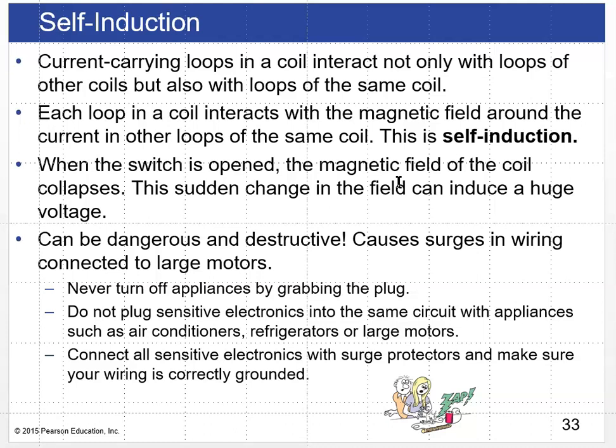This is why you buy surge protectors, because this causes surges in wiring connected to large motors. So think of how many large motors are probably in your house. If you have a refrigerator, you've got a large motor. You have an air conditioner, you have a large motor. The blower in your furnace is a large motor. You have a well pump, that's a large motor. All of these things can cause surges in the wiring.